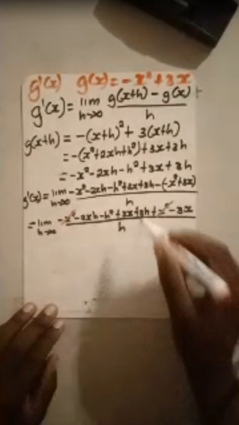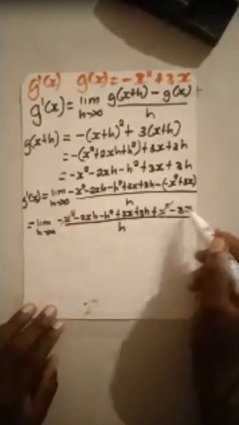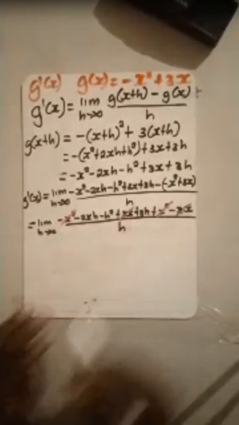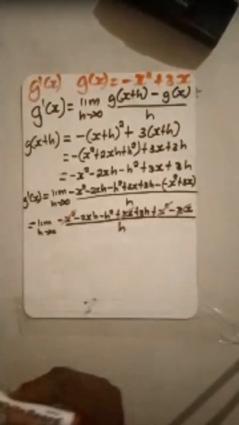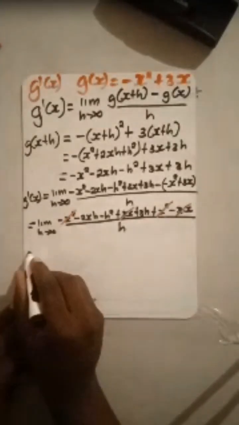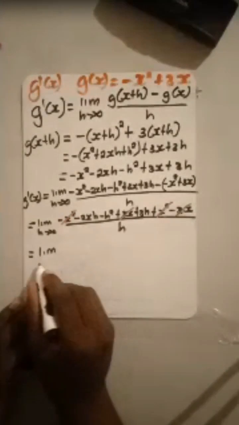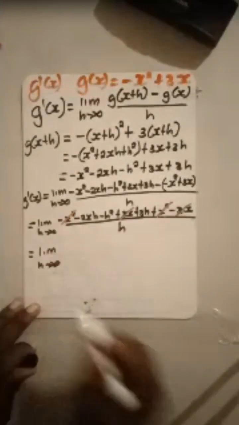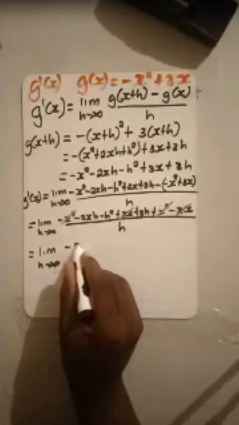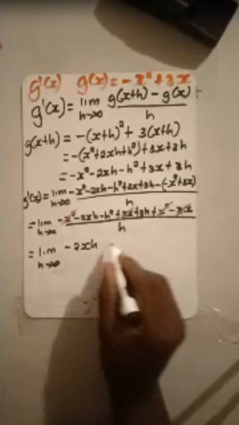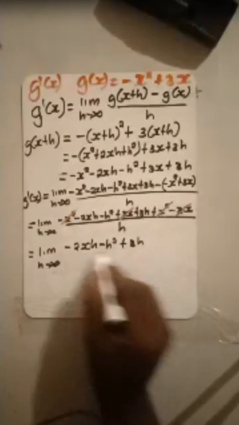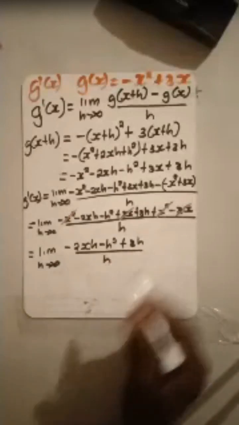Take a pencil, cancel in a way that the examiner is going to see what has been written there, right? Cancel there, right? So what are we left with? Now we are left with, don't forget your notation, h tends to 0, because you'll be penalized 1 mark there. So now we are left with negative 2xh minus h squared plus 3h over h, right?